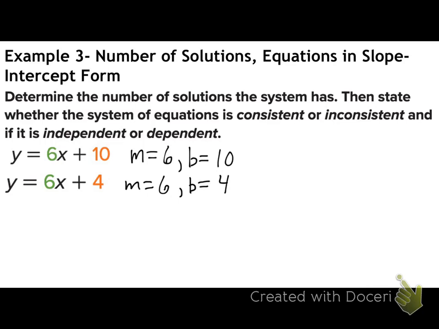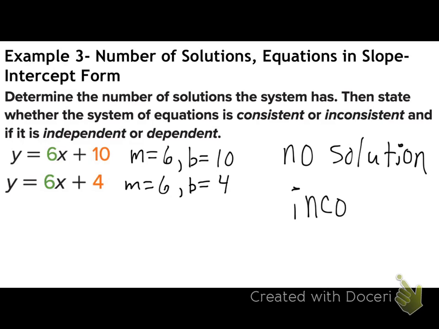We okay with that? So, we've determined that they are parallel lines. What do we say about parallel lines? How many solutions do they have? None. So this would be no solution. Consistent or inconsistent? Inconsistent. Can inconsistent be dependent or independent? No. So we'll leave it at that.